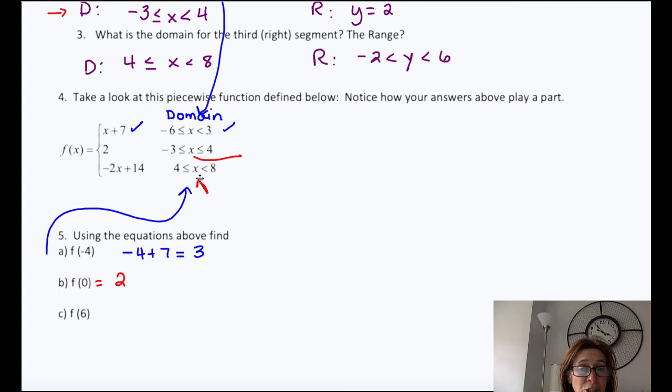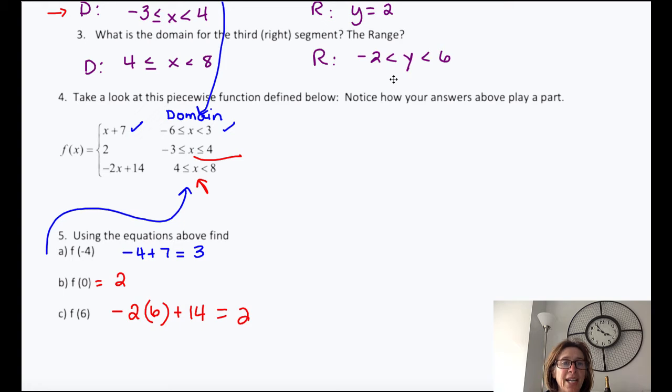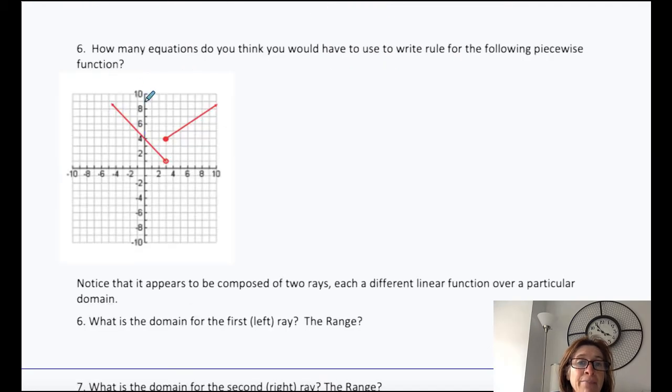6 is going to be in this domain, so that means I'm going to apply 6 to this function, so -2 times 6 plus 14 is going to give me 2. All right, so hopefully you get an idea of how piecewise functions work. Now these are all linear piecewise functions. They don't have to be, okay?